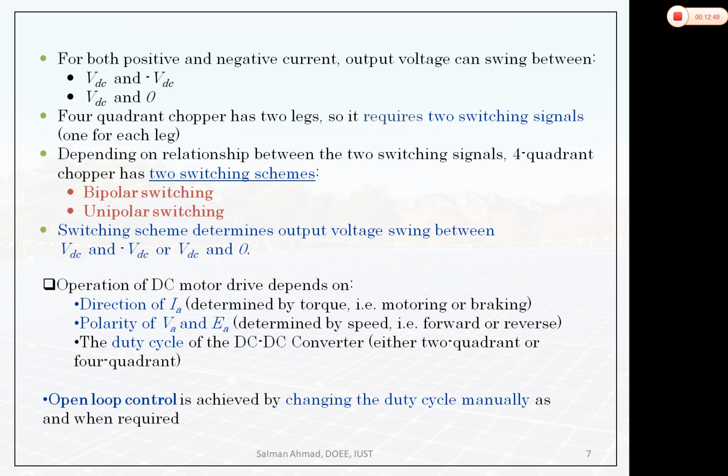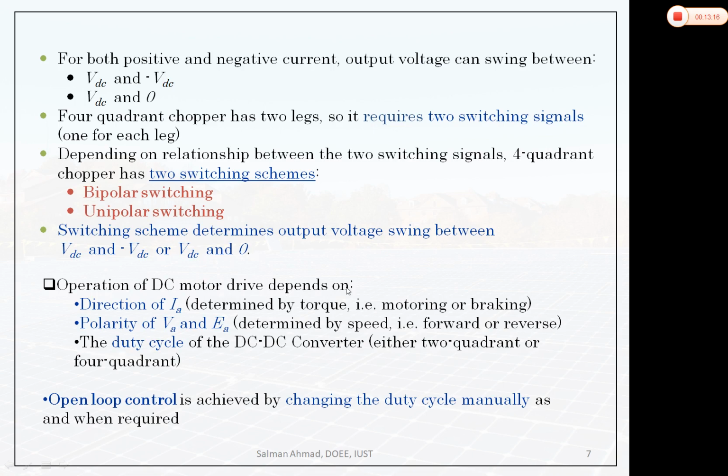So you are required to generate only 2 gating pulses. The other 2 gating pulses can be obtained with the NOT gate. Depending on the relationship between the 2 switching signals, the 4 quadrant chopper has 2 switching schemes. It could be bipolar switching, it could be unipolar. The switching scheme determines whether the output voltage swings between plus VDC and minus VDC, or VDC and 0.